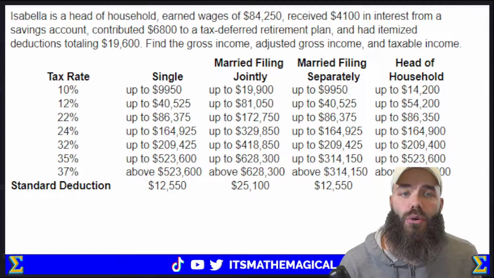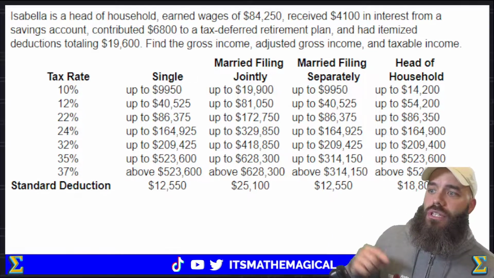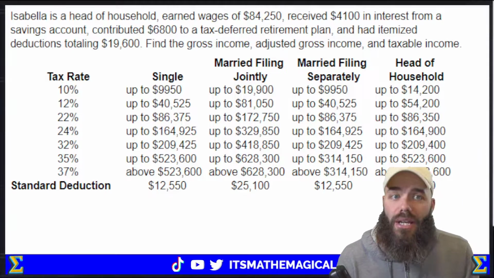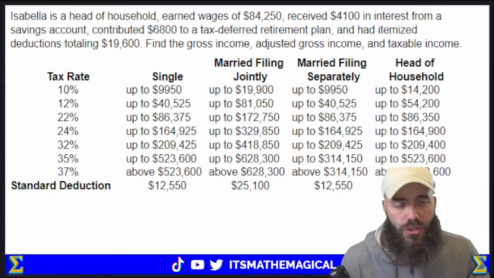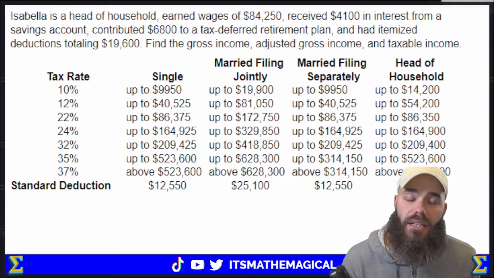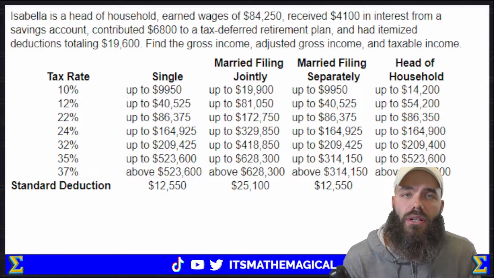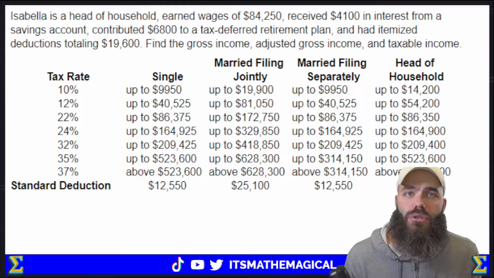And then we're also going to take this chart that you see on your screen, and we're going to actually calculate what her tax bill would be given this scenario, assuming there's no tax credits and things like that, to help you understand how taxes are calculated using these marginal tax rates.